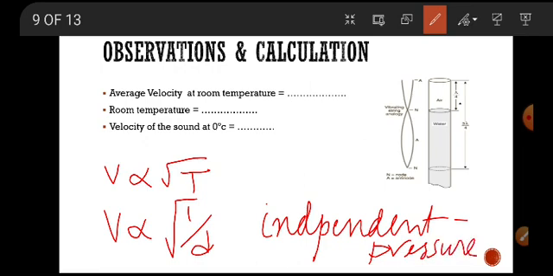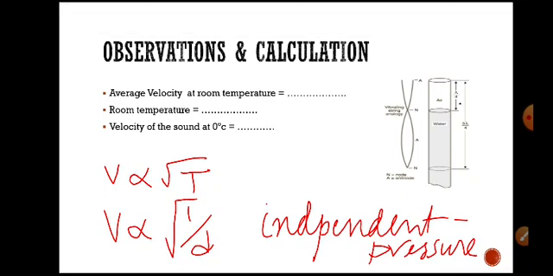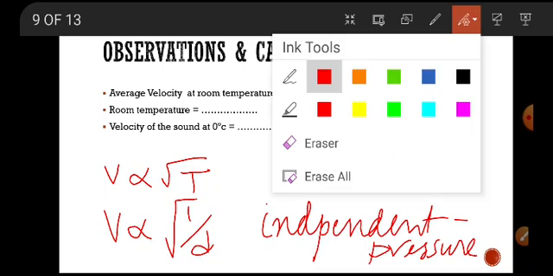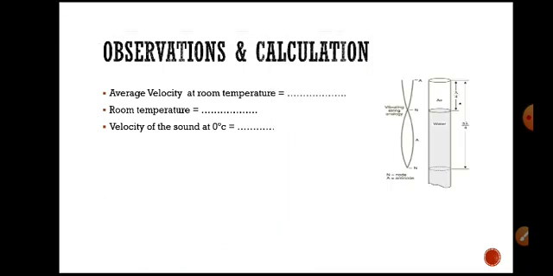These are the factors on which the velocity of sound in air depends. It is independent of pressure. It is directly proportional to the square root of the absolute temperature of the medium, and inversely proportional to the square root of the density of the medium. Sound velocity depends on these factors.